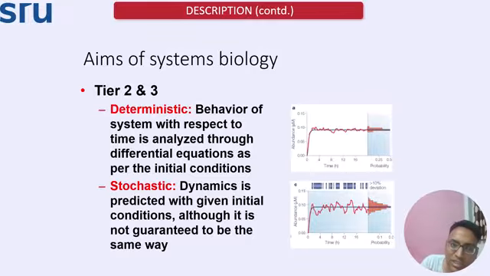But stochastic just means the dynamical aspect, that it may be changing like this. Dynamics is predicted with given initial conditions, although it's not guaranteed to be the same way. That is termed as stochastic. If I'm able to get something, it will be almost similar. But if it is completely dwindling in nature, the undulations are too much.